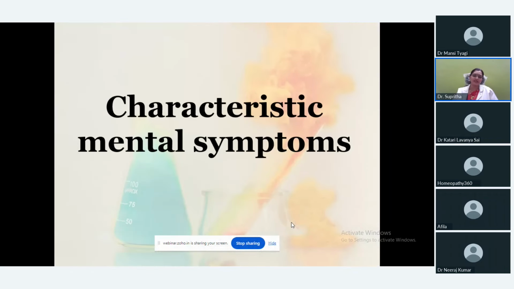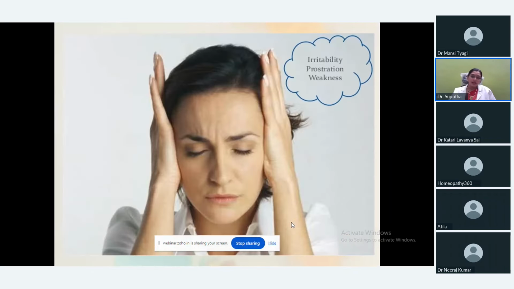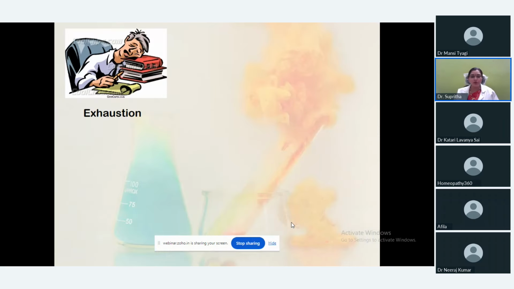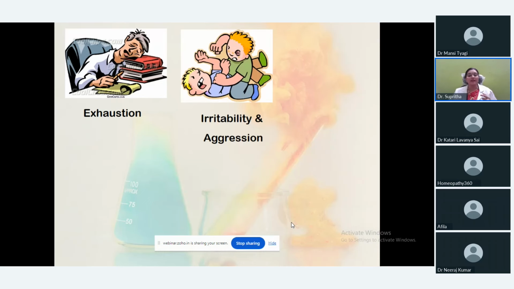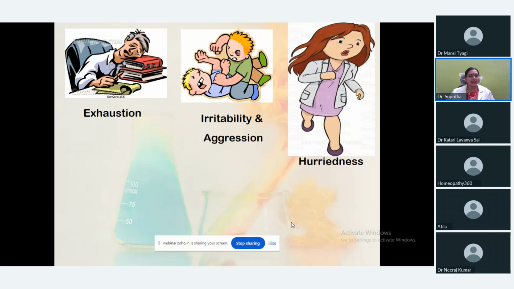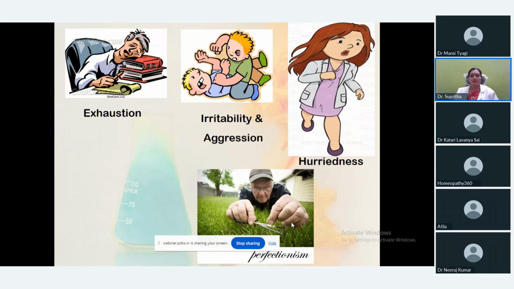Coming to the characteristic mental symptoms, as I have already told, irritability, prostration, and weakness is the main characteristic symptom of the acid remedies. Exhaustion is prominent. Always they feel tired. Always there is a feeling of tiredness. They want to sleep. They are drowsy. Also, there is irritability and aggression. Hurriedness is there. They work in hurry. Whatever they do, they do in hurry. They are perfectionists. They tend to do each and every work very perfectly.